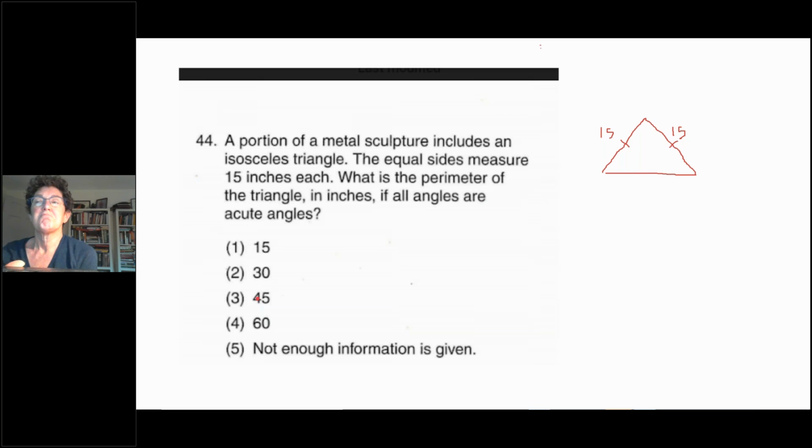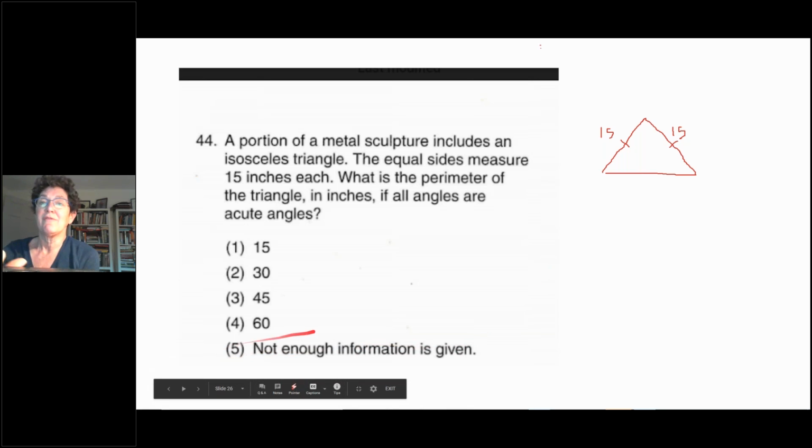45, that would be true if this third side was 15, but that would be an equilateral triangle, not an isosceles triangle. 60, that would mean the side would be 30, but how would I know that? The answer is number 5. Not enough information is given.